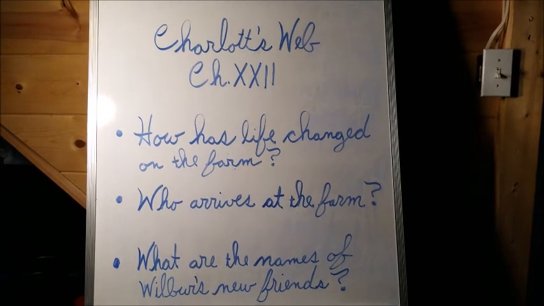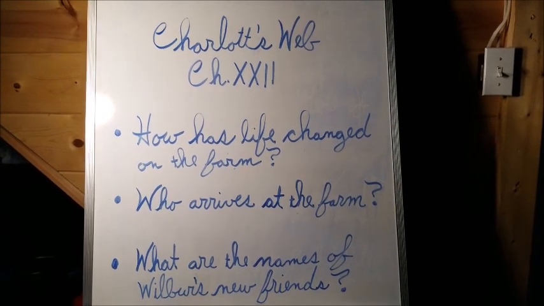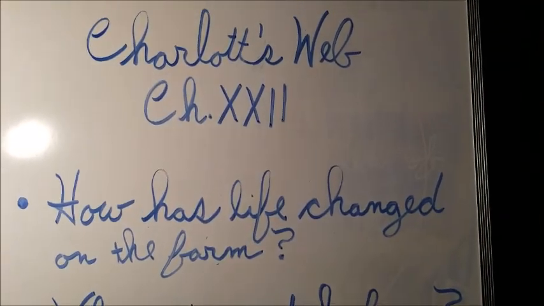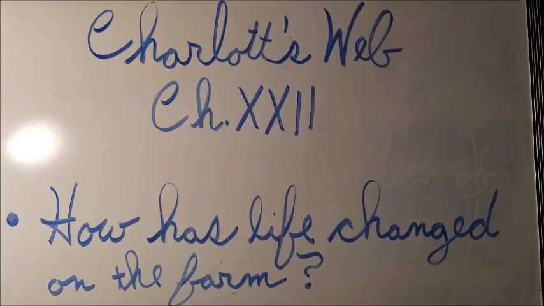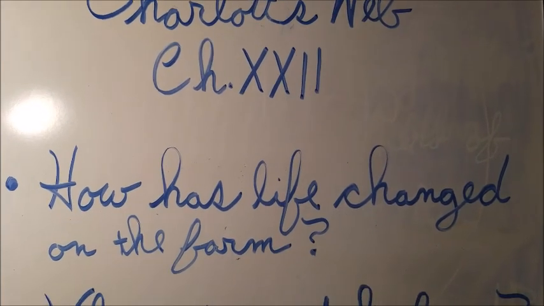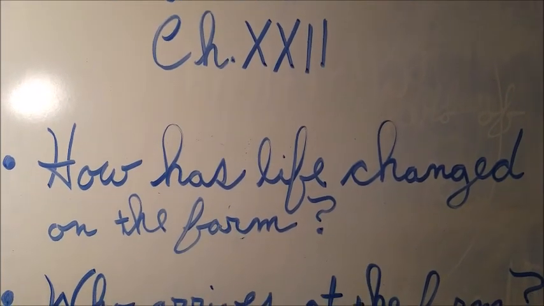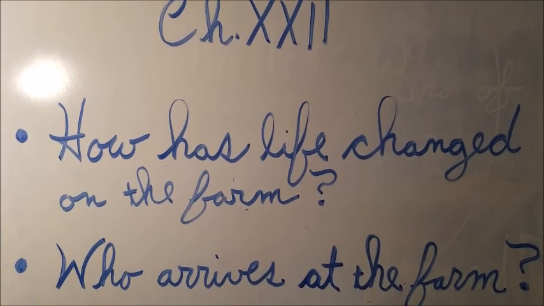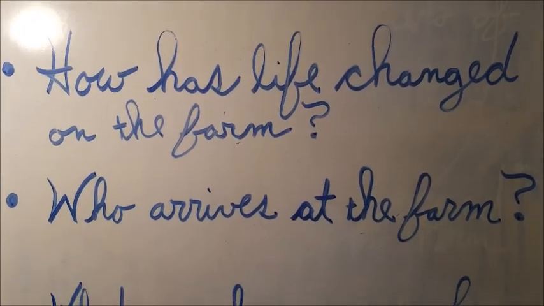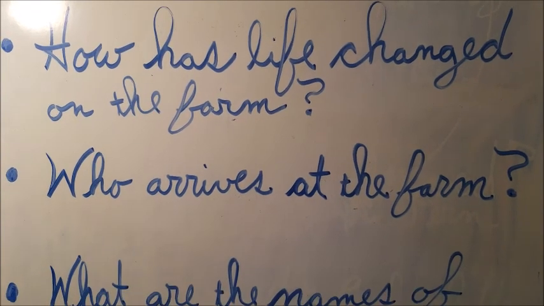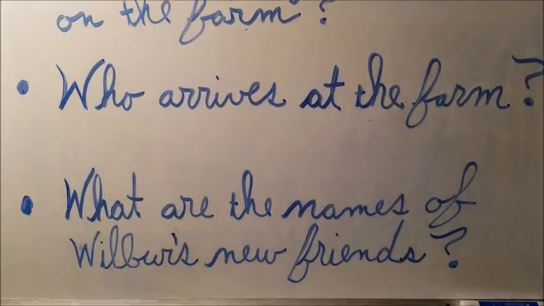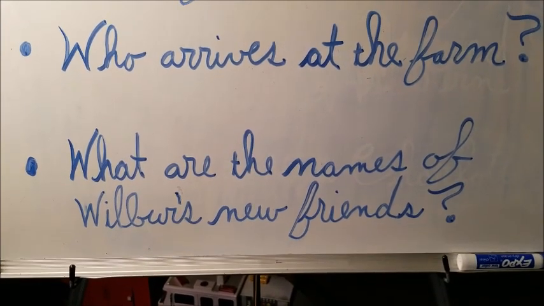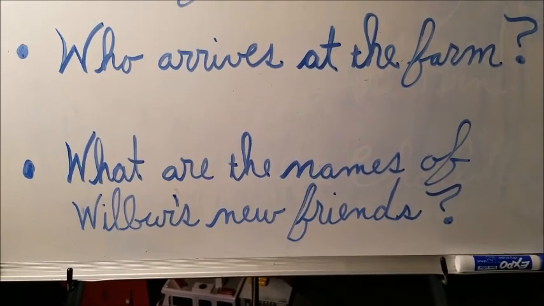Charlotte's Web certainly has been a wonderful story. We have one more chapter to finish, chapter 22. And here are some questions I would like you to think about as you read that chapter. How has life changed on the farm? Who arrives at the farm? And then finally, what are the names of Wilbur's new friends?